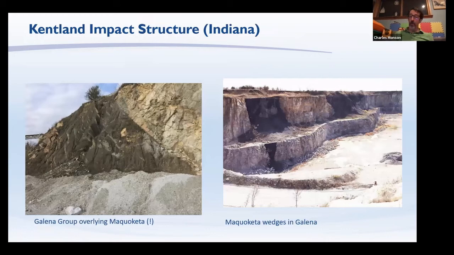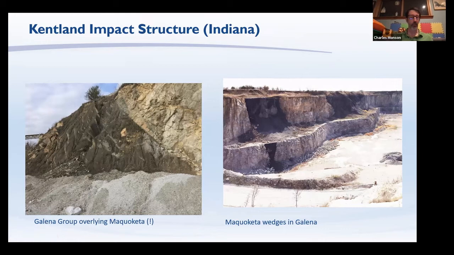Another way to get a feeling for what it might look like underground is to go just over the border to Indiana, where the Kentland impact structure is found. That place is great because there's actually a quarry drilled into it, so you can really see what an impact structure looks like from the inside. I got to go on a field trip there for GSA when that was in Indianapolis.